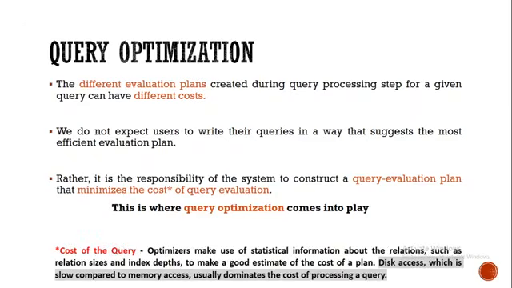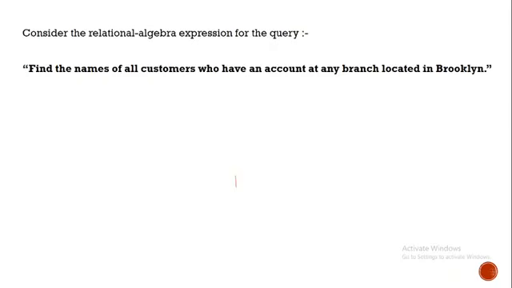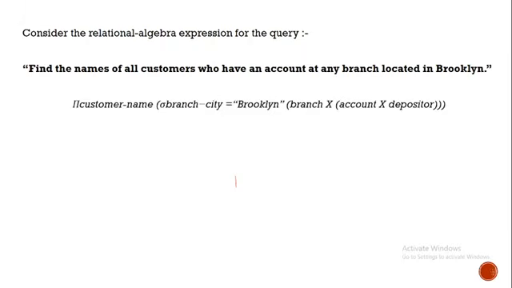The cost of a query, as I said, involves nothing but the statistical information about the relations, like relation size, index depth, disk access time, CPU cycles, etc. So now let's take an example. Find the names of all the customers who have an account at a branch located in Brooklyn. So here it is represented in relational algebra form.